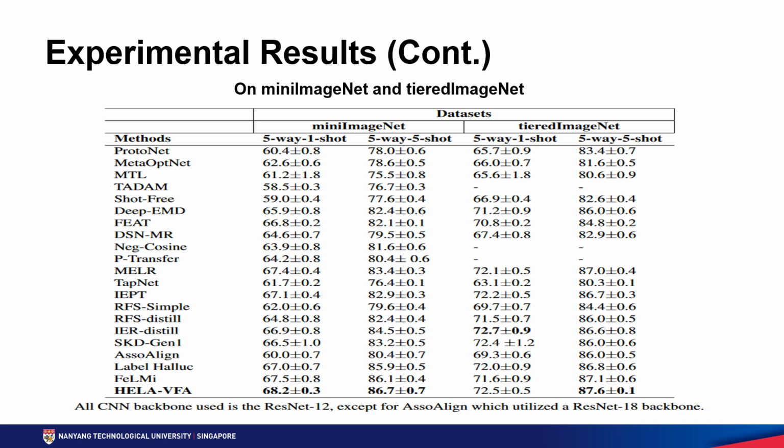Except for the 5-way one-shot tiered ImageNet, you can see over here that IER-distill actually outperforms our method, but only by a small percentage, around 0.28%. We have also seen that for 5-way one-shot approaches, the value obtained is usually less than that of 5-way five-shot approaches. This is because with fewer shots, you are exposing the model to fewer image samples, and this may make it hard for the model to learn more useful features for easier generalization to more image classes.